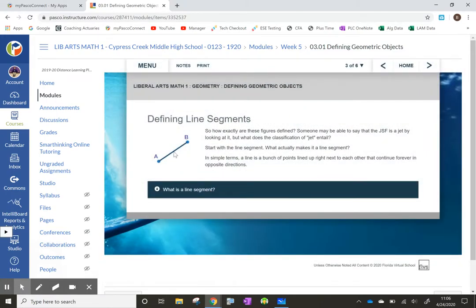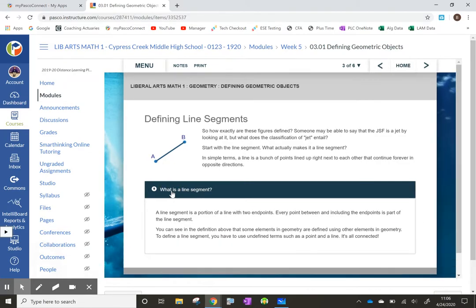So line segments. A line segment is now a defined geometric object. It's defined because you can actually use the undefined terms of a point and a line to make it. So a line segment is a portion of a line with two endpoints. So it is a line, but it doesn't extend forever. It only extends to its endpoints.